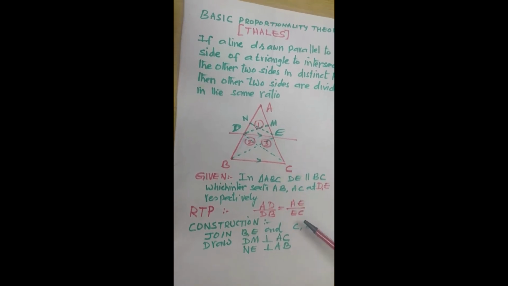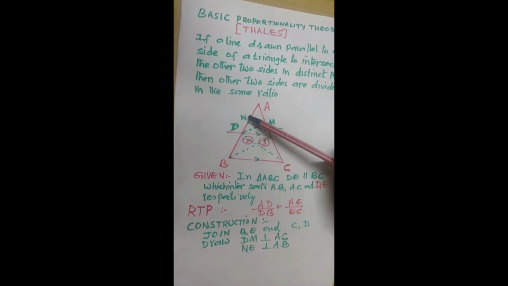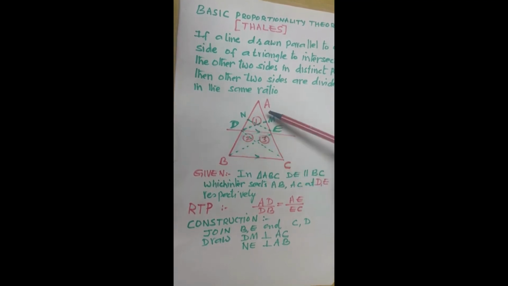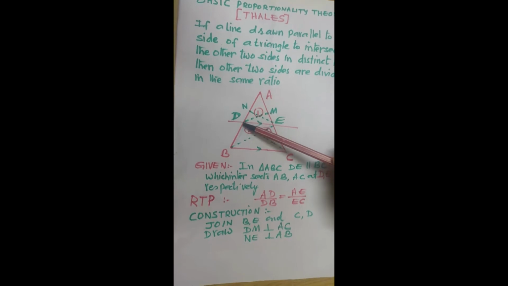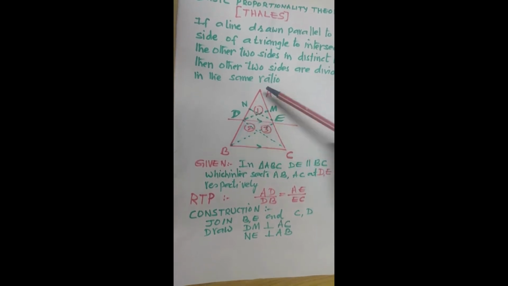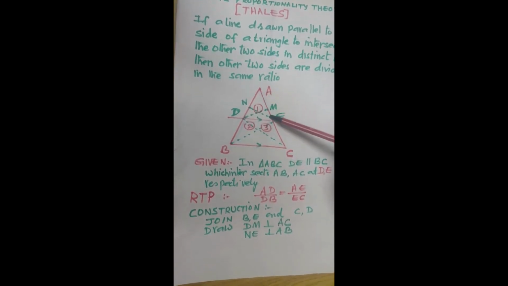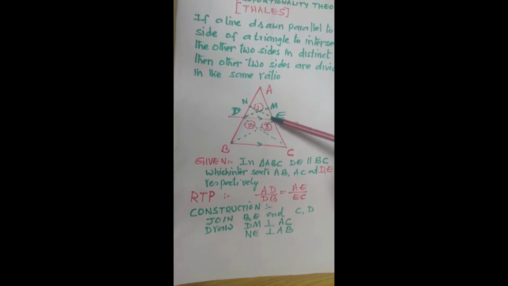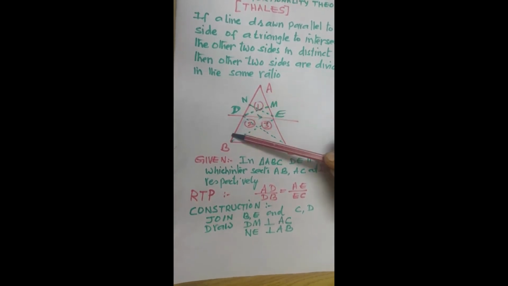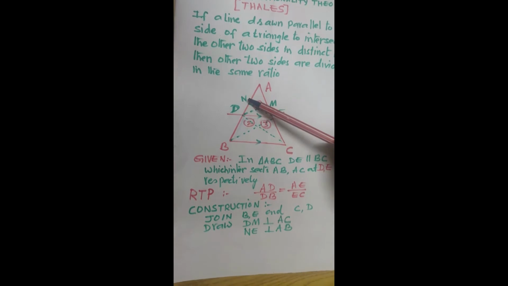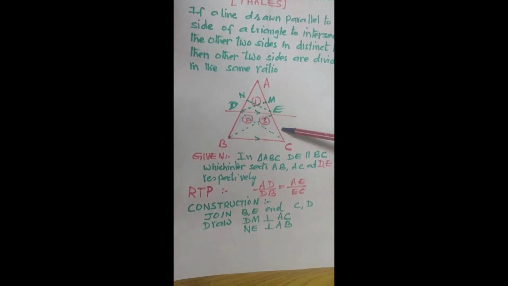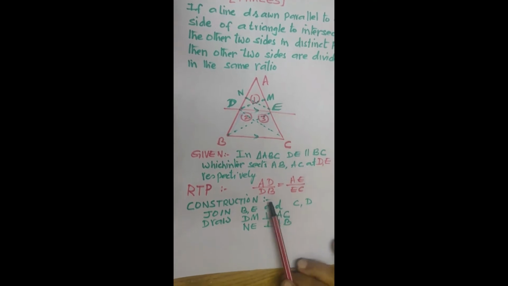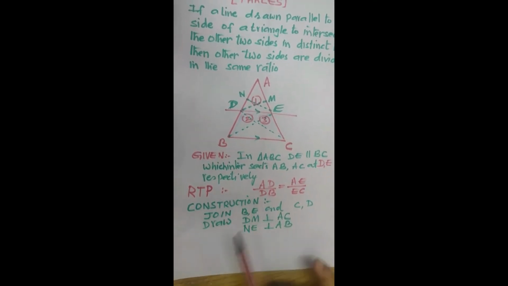That is the proportionality. Suppose this ratio is 1:2, this ratio is also 1:2. If this line is 10 centimeters and this line is 20 centimeters, this is also in the same ratio, not actual figures, 1:2, and here also 1:2. Suppose this is 2:4 and this is 4:8. That's why the ratio is equal. RTP, required to be proved.